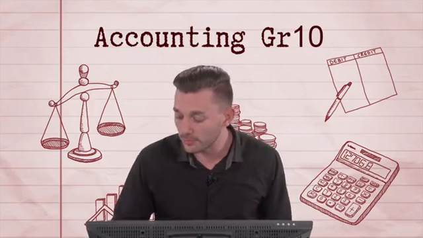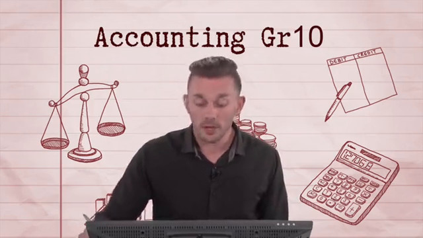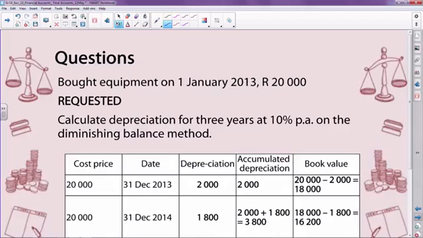Now let's go look at the next method that you didn't do with me yet. The next one is you bought equipment. This one, you bought equipment also on the 1st of January, but you paid 20,000 Rand for this equipment. What is the method of depreciating and what rate? So calculate depreciation for 3 years again at 10% per year on the diminishing balance method.